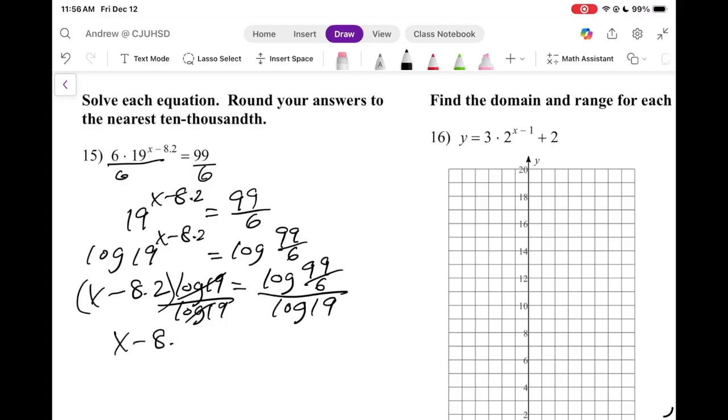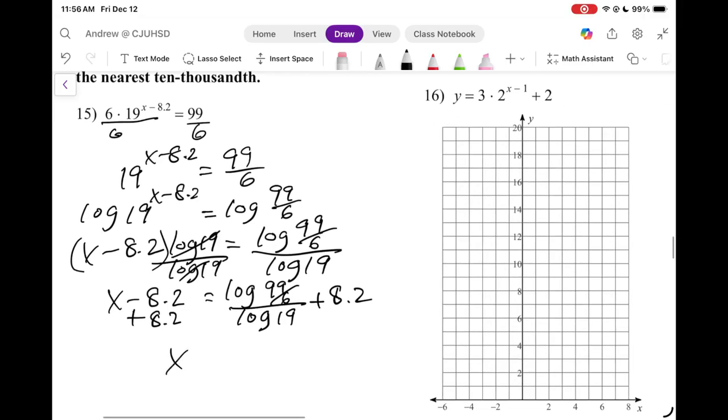Okay, there's a move to isolate. And finally, we're going to add that 8.2 to solve for x. Put that in the calculator. And what do we get? Yeah, I'm waiting on it just along with you, but you can fast forward.